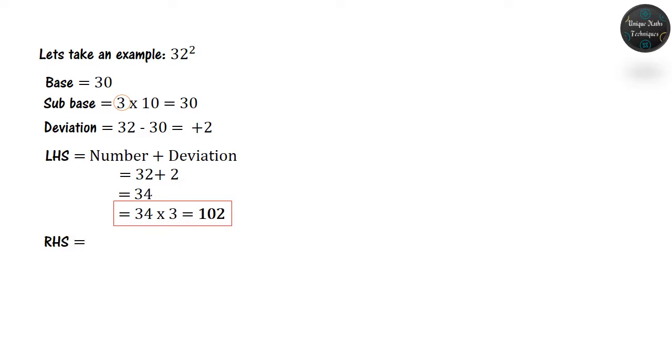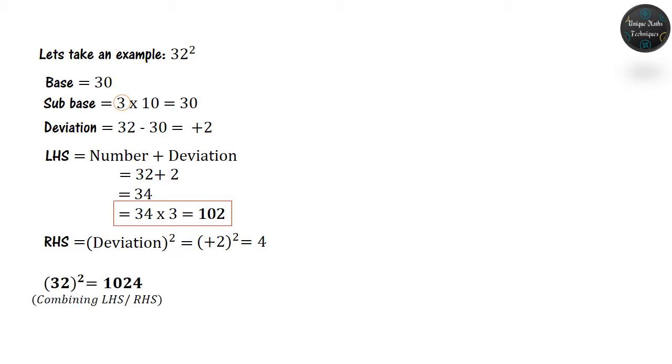For the right hand side, we just have to take the square of the deviation. So plus 2 square gives us 4 and this 4 becomes a right hand side. So now we got a final answer as 1024 by combining left hand side and right hand side. So 32 square is 1024.